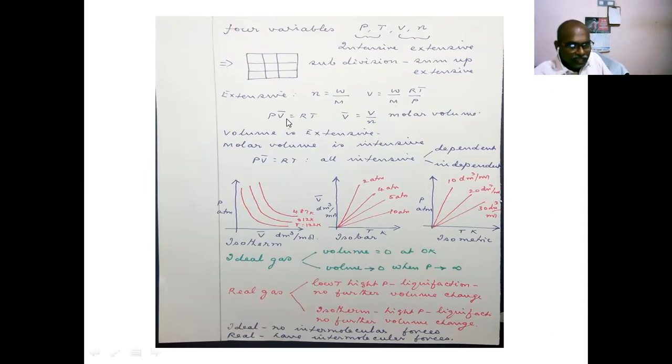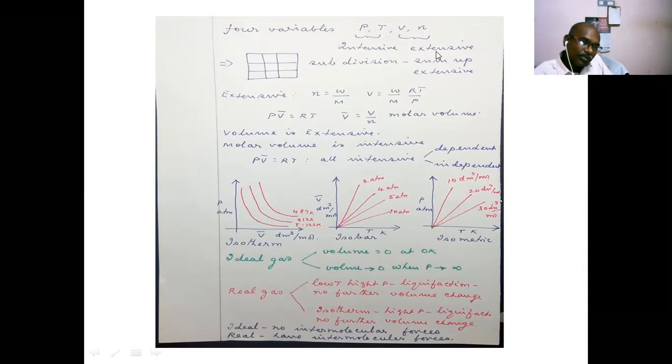Now, I can write PV bar. What is this V bar? V bar is volume divided by number of moles, which is the molar volume. What is the volume of 1 mole of a gas in this standard condition? Molar volume. That is called V bar.